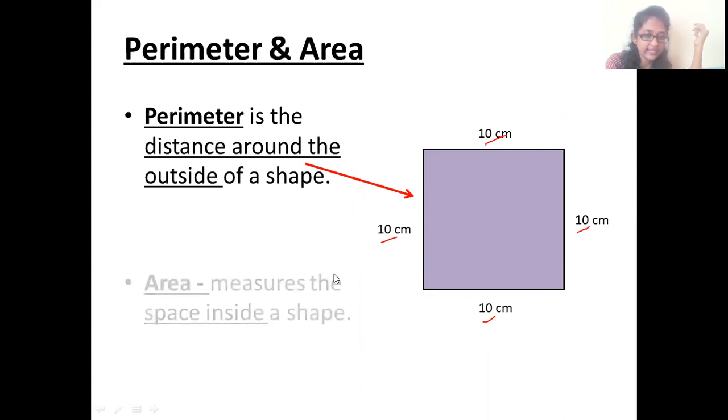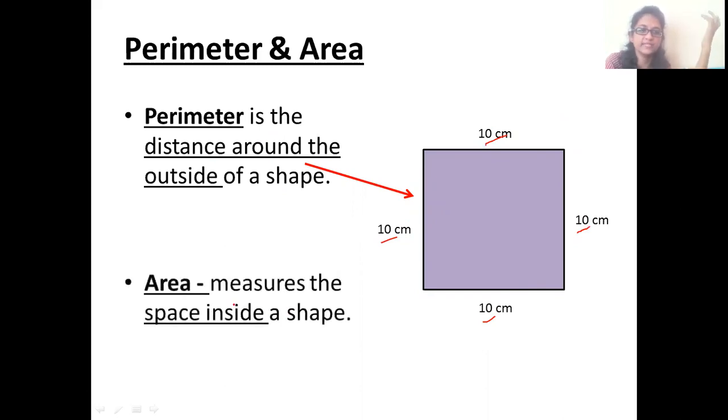And the area measures the space inside a shape. That means this one, this is the space. So that is the area. Now we will see briefly.